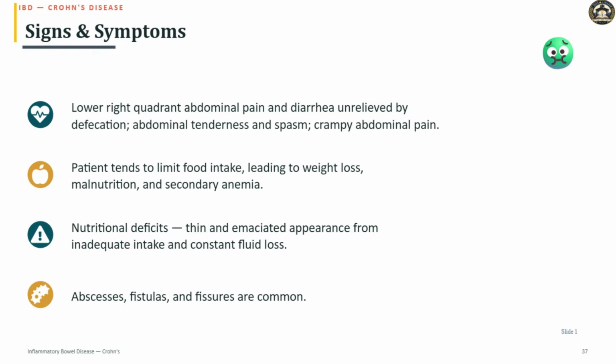Due to the discomfort, patients tend to limit their food intake, which can lead to significant weight loss, malnutrition, and secondary anemia. Nutritional deficits contribute to a thin and emaciated appearance, stemming from inadequate intake and constant fluid loss. Furthermore, abscesses, fistulas, and fissures are common complications seen in Crohn's disease.